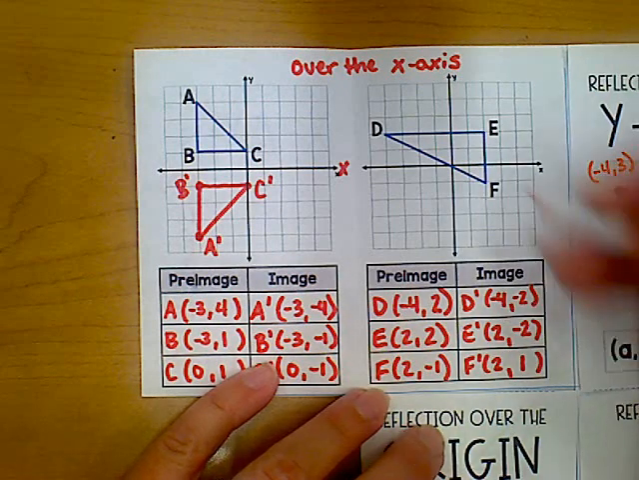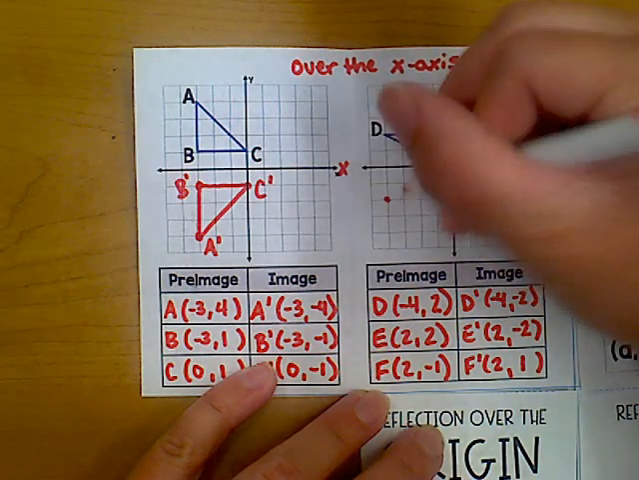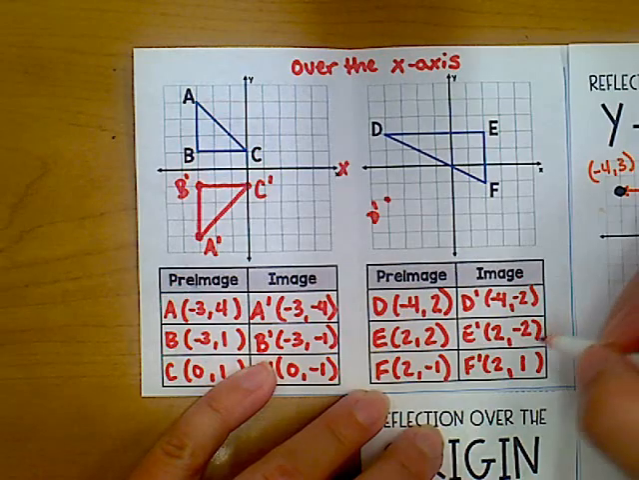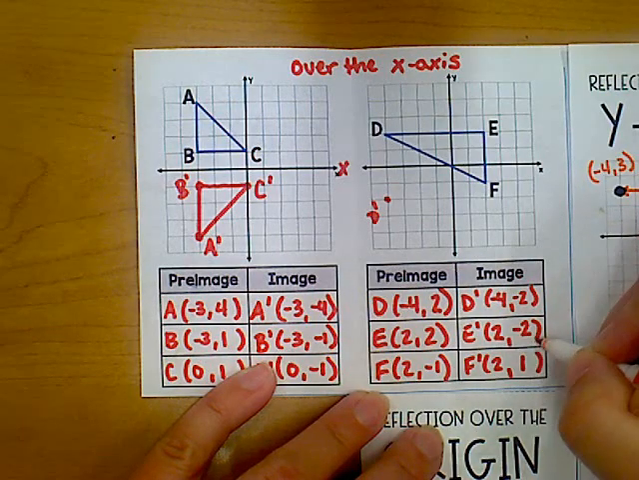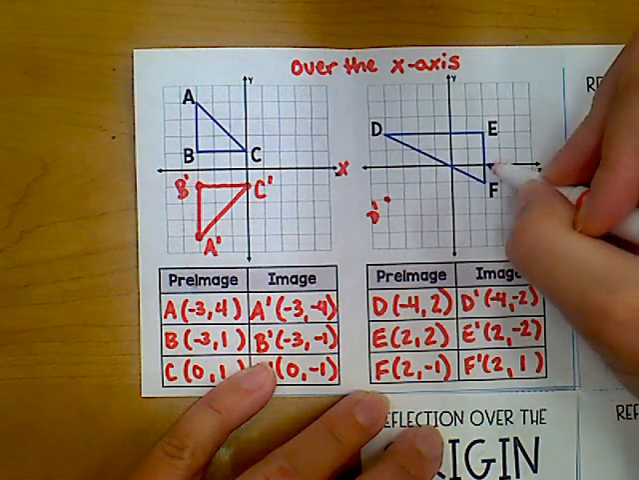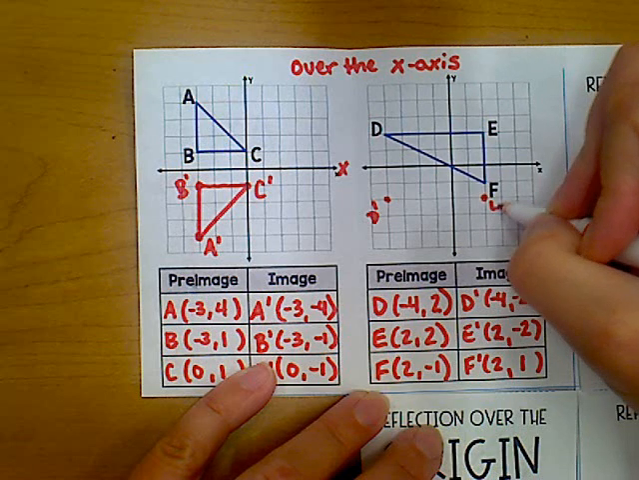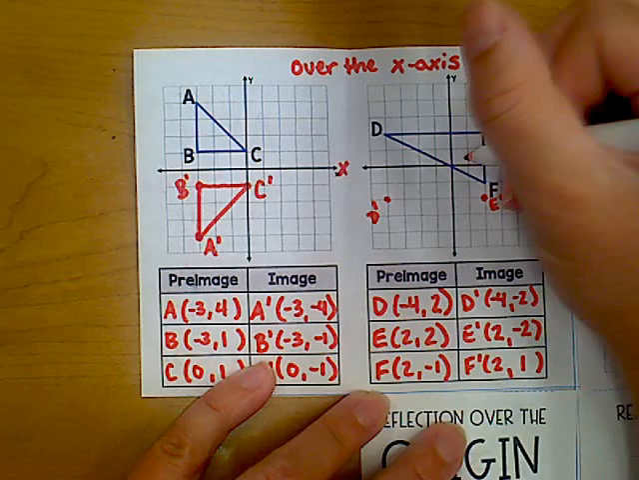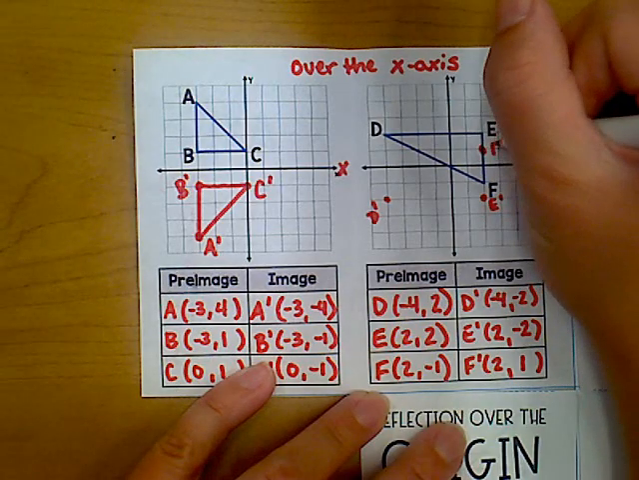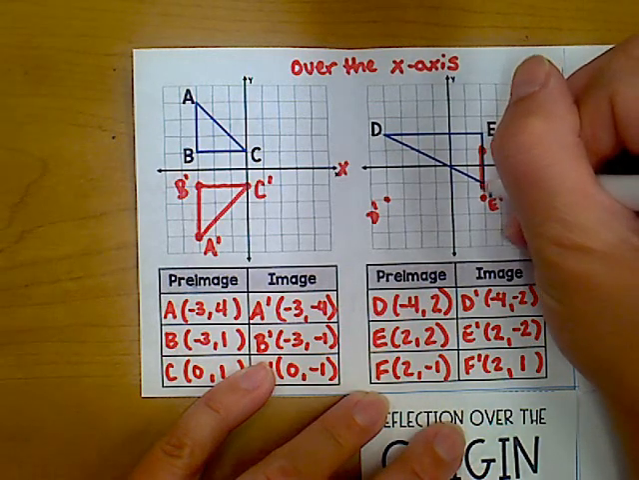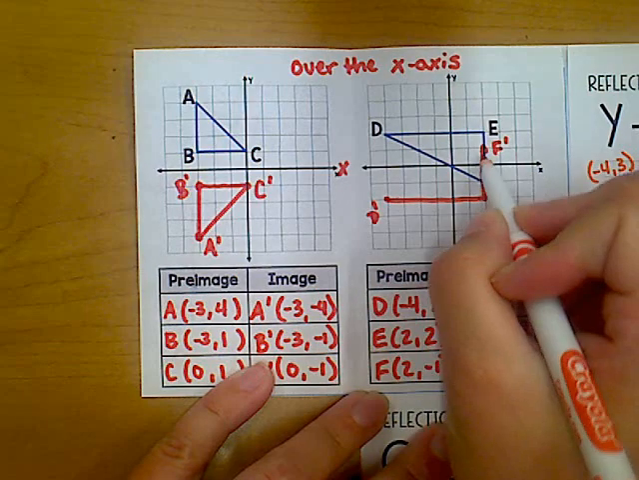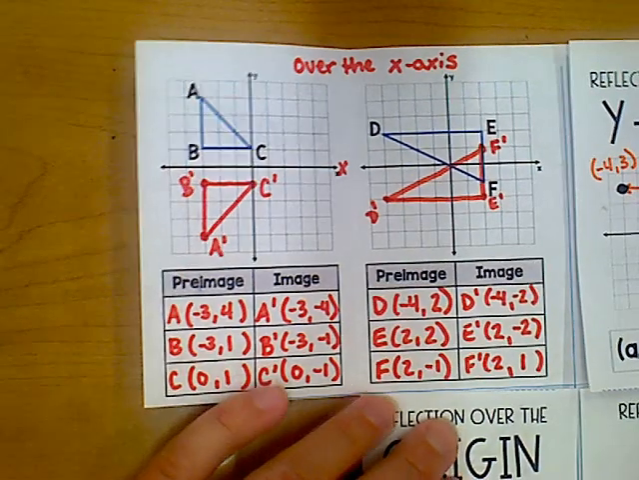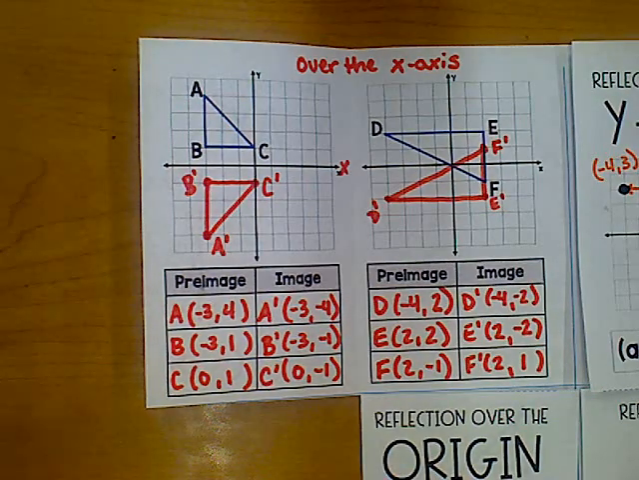So starting with d prime, I would go -4, -2. That's d prime. E prime is going to be at 2, -2. This is E prime. And then f prime is going to be at over 2, up 1. This is f prime. And then when I connect these, we start to see the pre-image and the image kind of overlapping, which is totally okay.